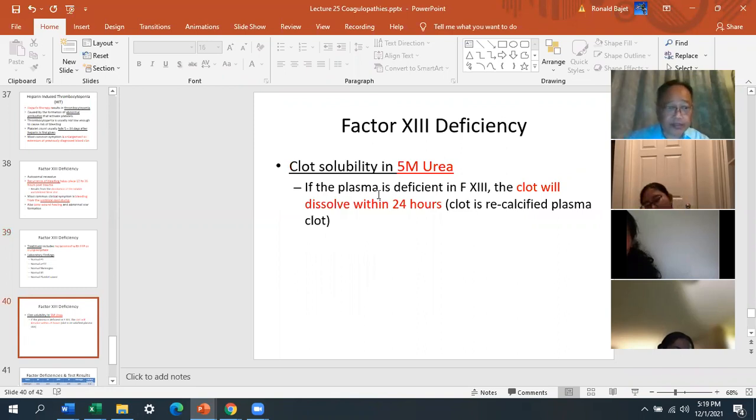So the test for this deficiency is called the 5 molar urea test. So you take whole blood and you draw it and you add 5 molar urea. Normally the clot will form and the clot will remain, but if it dissolves after 24 hours in this solution that contains 5 molar urea, if the clot dissolves in 24 hours, then you have a factor 13 deficiency. Okay, if the clot remains, then it's not factor 13.